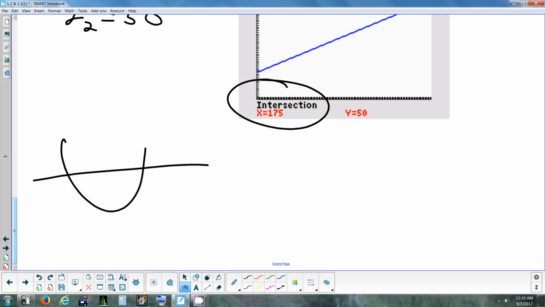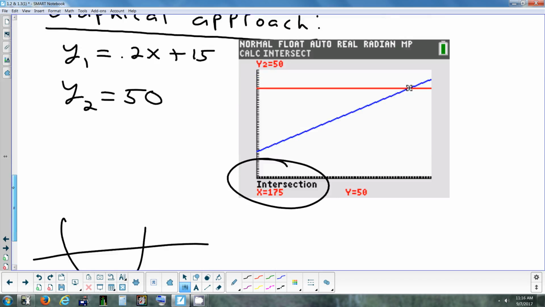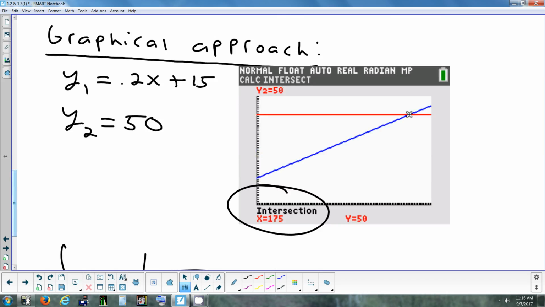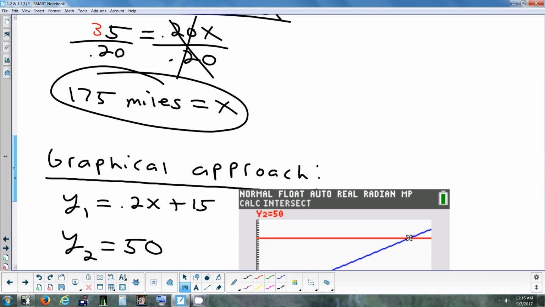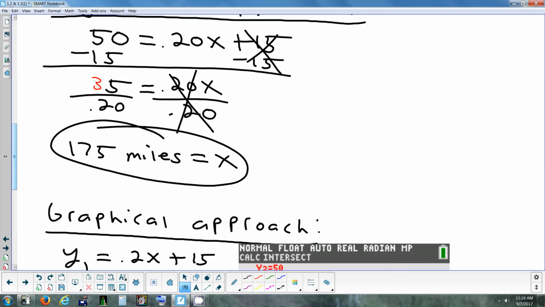Wherever you put your guess, you're going to get the intersection point that's closer to your guess. In this case, you could put the guess anywhere you want. It doesn't even really matter because there's only 1 intersection point. Okay. So any questions on solving that graphically, getting 175, or solving it algebraically?